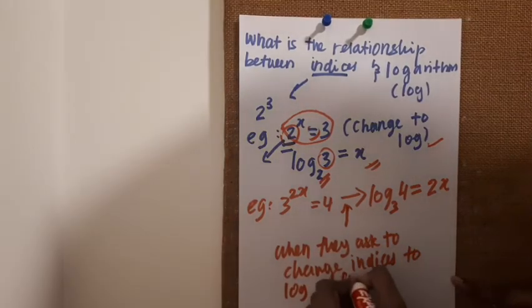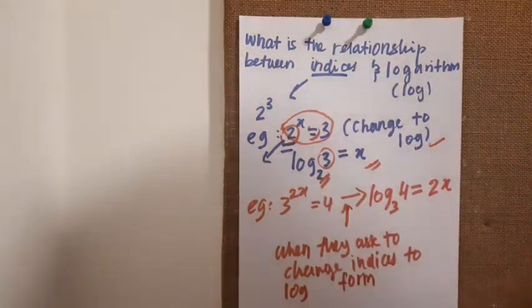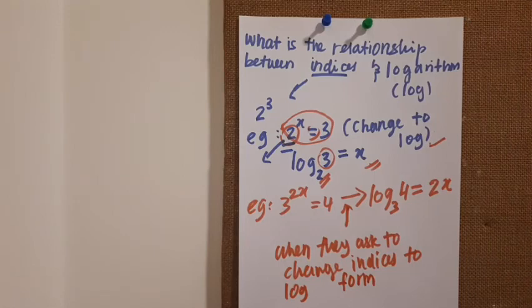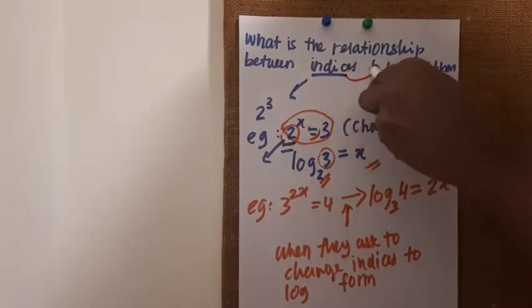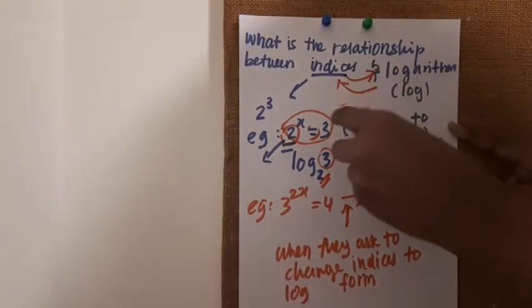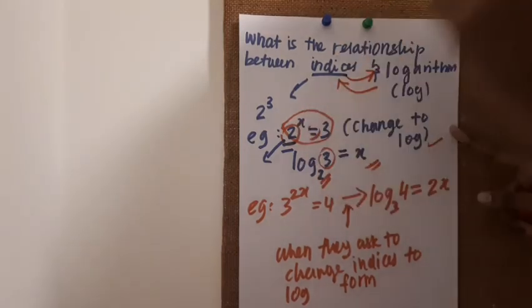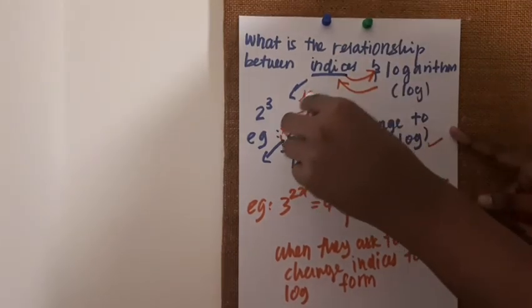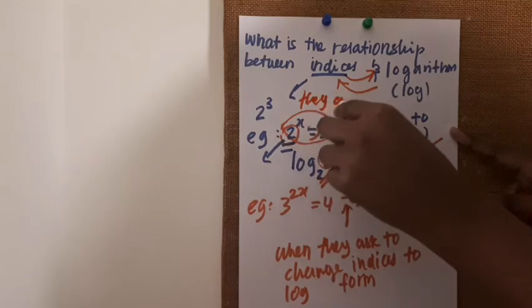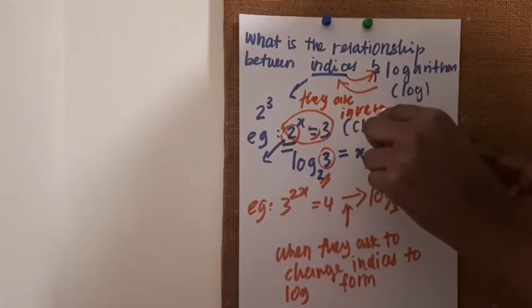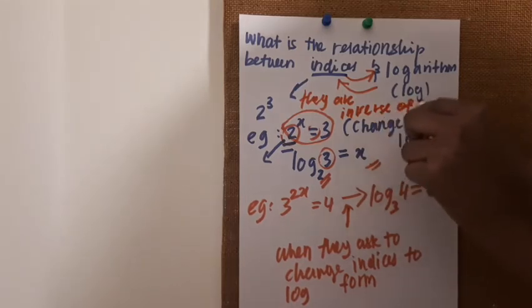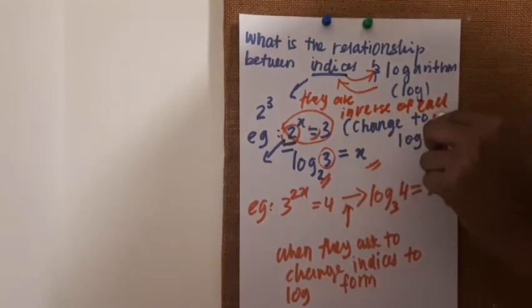Why is it like that? Why can you change log to indices? Actually, to be honest, indices and logs are functions that are inverses of each other. What is inverse?